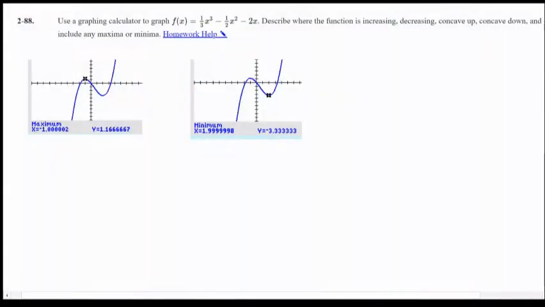You were asked to use a graphing calculator to graph the function f of x, which I did, and I took 2 screenshots here to help us. And then describe where the function is increasing, decreasing, concave up, concave down, and find any maxima or minima. So to start, I'm actually going to do the maximums and minimums.